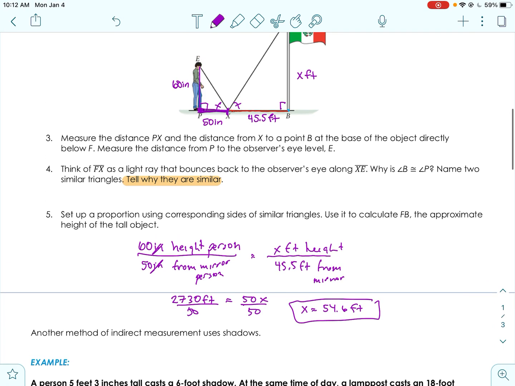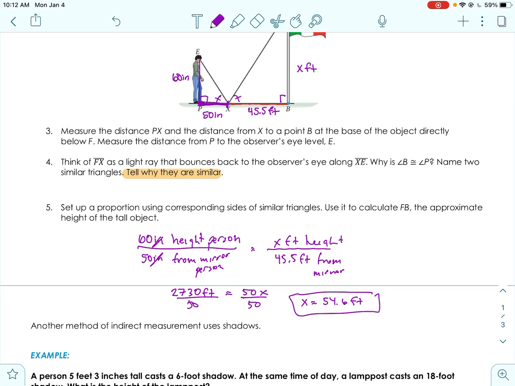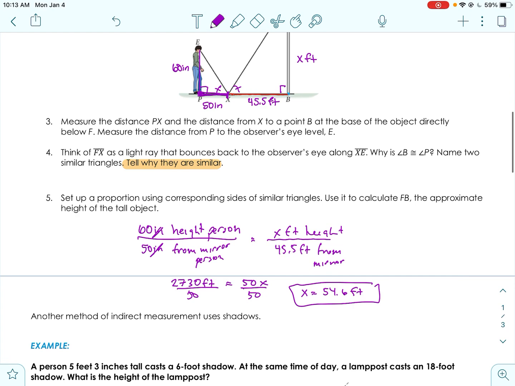So that is how you can use a mirror method to figure out the height of a very tall object. You just come up with the measurements that you can: the distance from the mirror of both yourself and the object that you're trying to find the height of, and the height from the ground to your eyes. You write a proportion doing that, and then you're good to go.